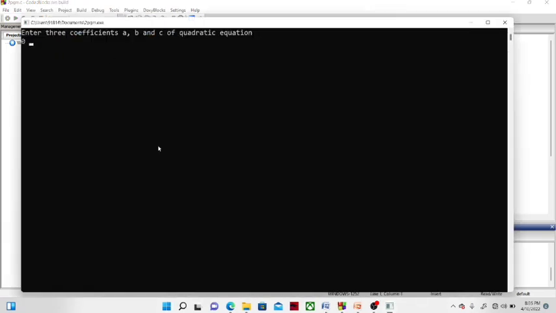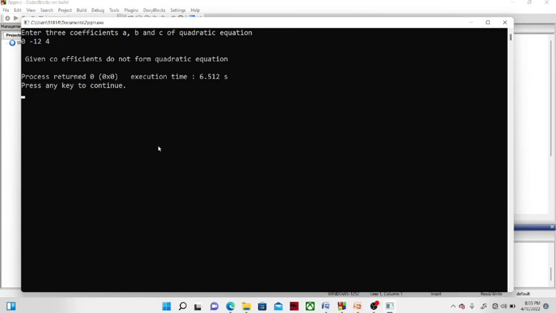So now what I do, I give a value of a as 0, then minus 12, 4. The given coefficients do not form the quadratic equation because the x square part becomes 0.